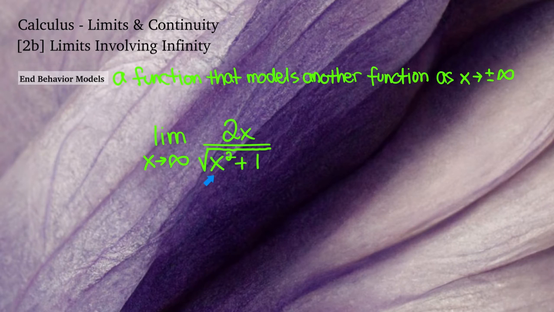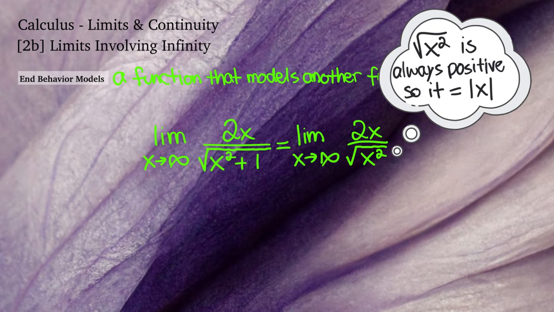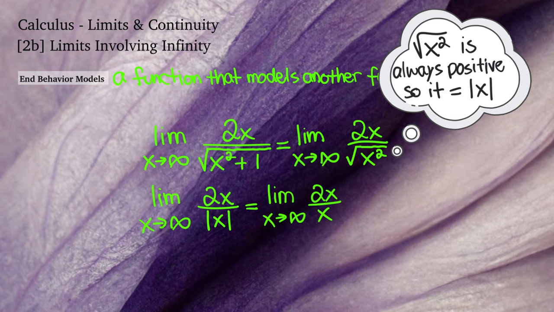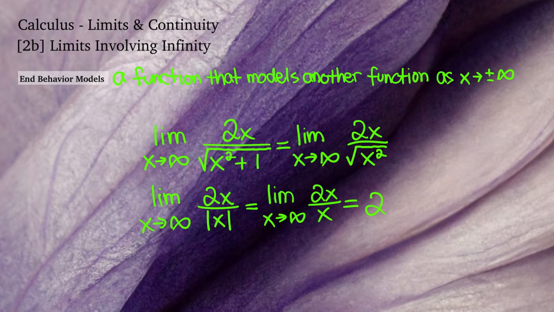When x is very, very large, I'm talking billions, trillions, super huge, that little plus 1 inside the root doesn't matter. So this limit will be equal to the limit as x approaches infinity of 2x divided by the square root of x squared. The square root of x squared is equal to the absolute value of x. So therefore we have the limit as x approaches infinity of 2x divided by absolute value of x. Since x is approaching positive infinity, we have 2x divided by x, which is equal to 2. Thus, y equals 2 is the end behavior model.